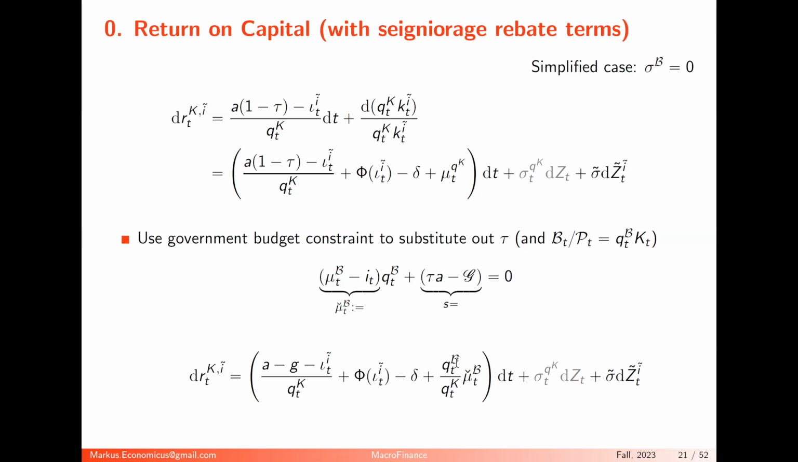Okay. It's just a different way. You can just replace the taxes. Now the taxes are, I just make the government change mu B. By changing mu B, it implicitly changes the taxes, or the primary surplus. So this is a primary surplus here.